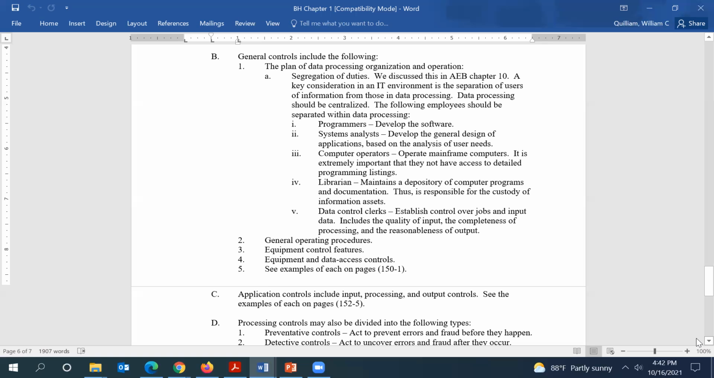Extremely important that they not have access to detailed programming listings. Otherwise, they might be able to change those programs and be able to do what they want, like bypass security over the amount of commission salespeople get. If they have a buddy who is selling and earning commissions, maybe they could patch or change the software so that that person suddenly earns a really big paycheck, or some other type of fraud.